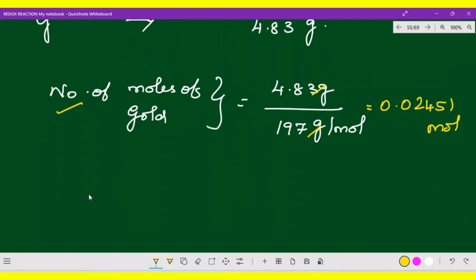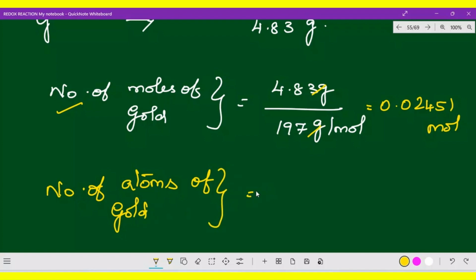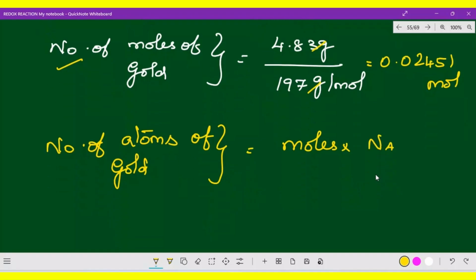Now the next one, what is it? Mass you found, number of moles you found. Now here number of atoms. Number of atoms of gold, that is the question, no? So how to calculate the number of atoms of gold? Moles into Avogadro number. That's all. So moles, how much here you have found just now?